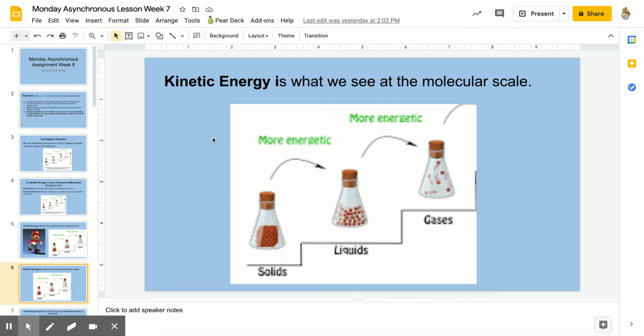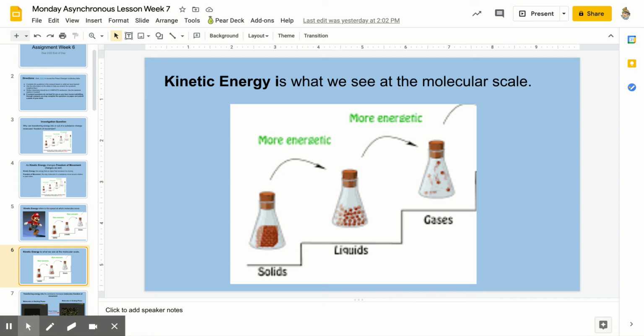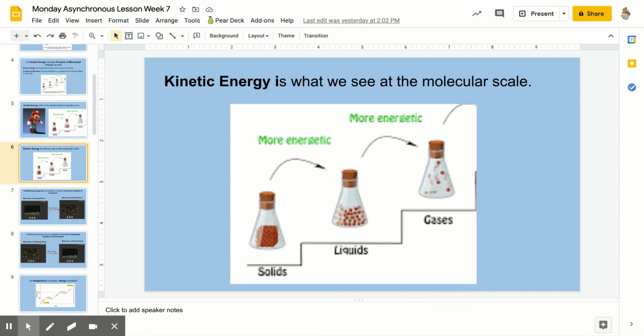And this idea of kinetic energy is what we can see at the molecular scale. As we've seen kinetic energy change based on transferring energy in or out, we also notice something else that has been changing along with it.